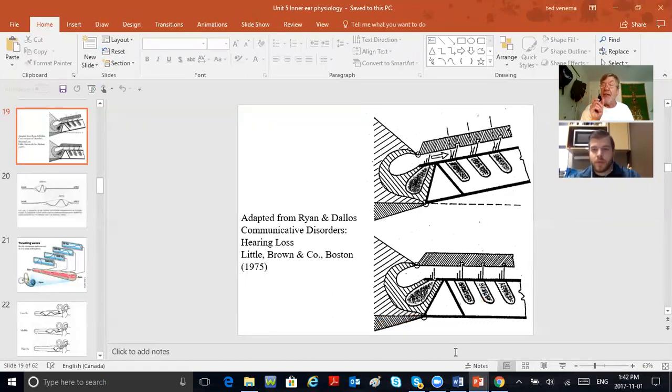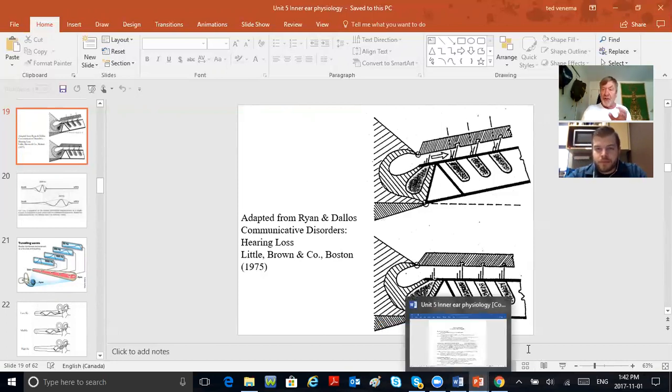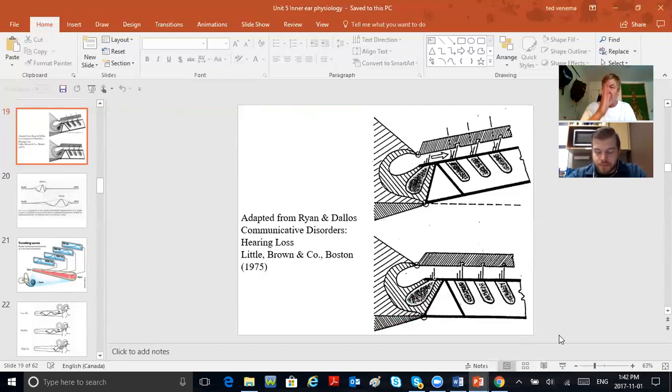Just like a battery has two different kinds of metal in it, or two different kinds of fluid in it, which creates an electrical charge. So that's essentially it: the hair cells are transducing that motion-like energy into electrical energy.